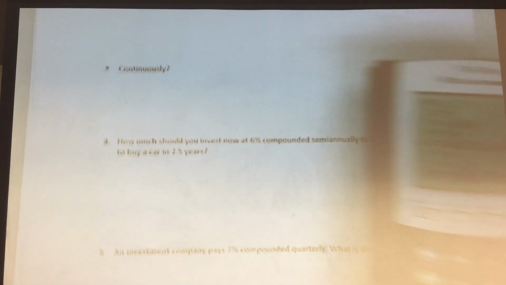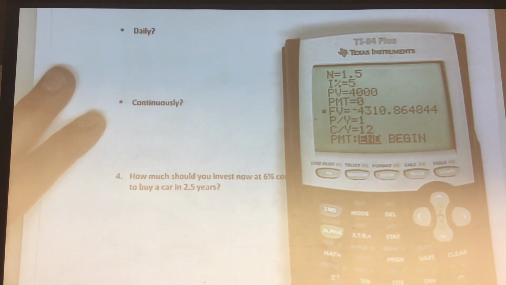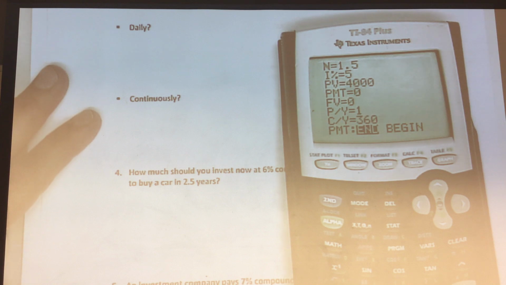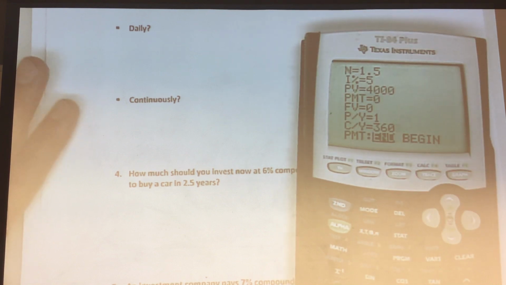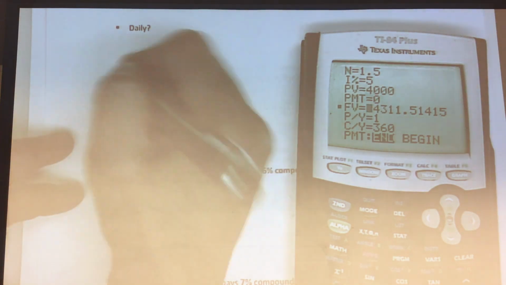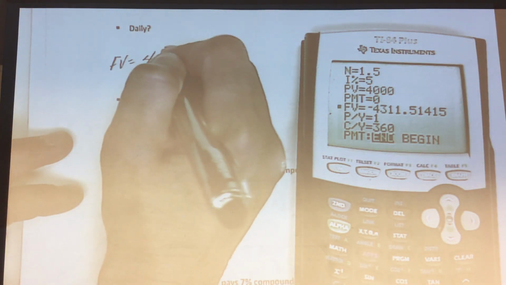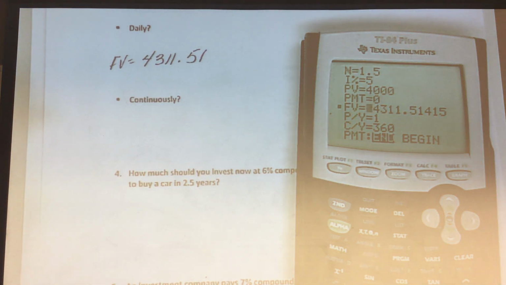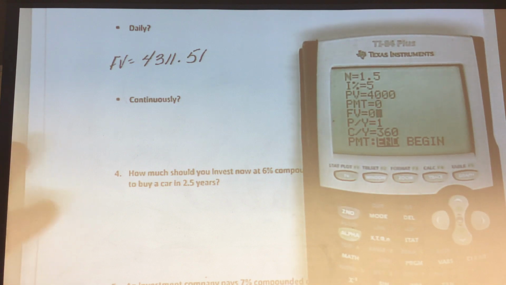Now moving to the next, compounded daily. So here, compounded daily, let's delete future value, and C/Y is 360 days a year. And compounded 360 days a year, future value is equal to $4,311.51.